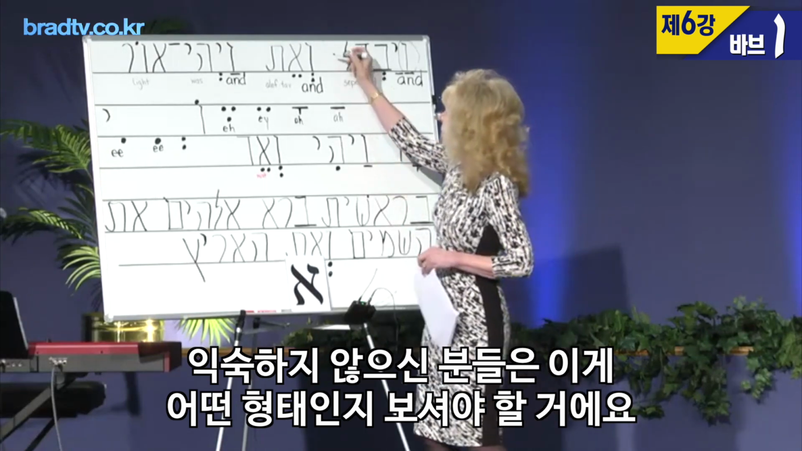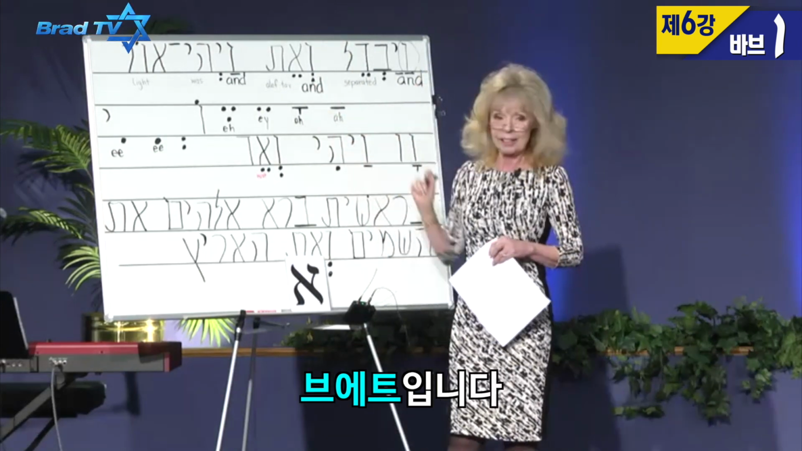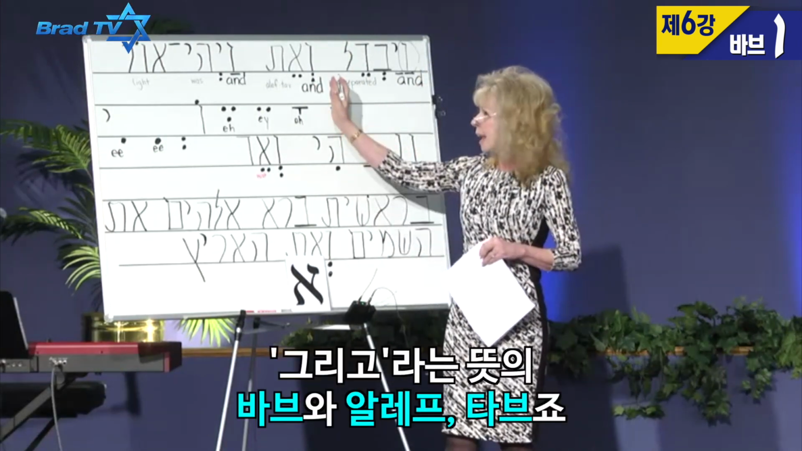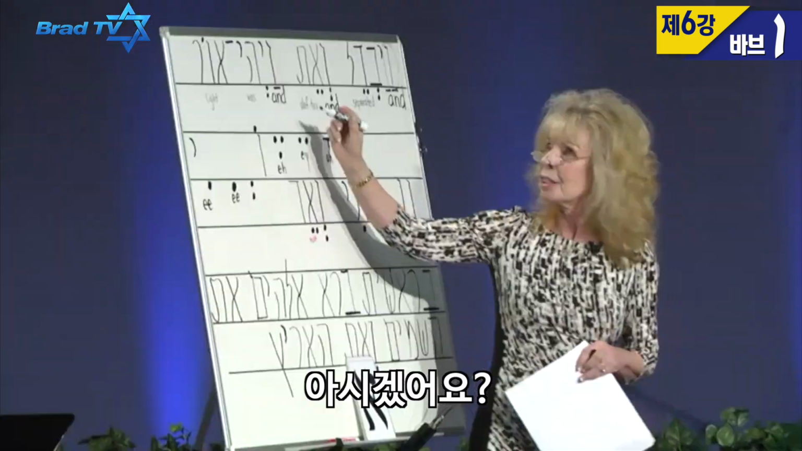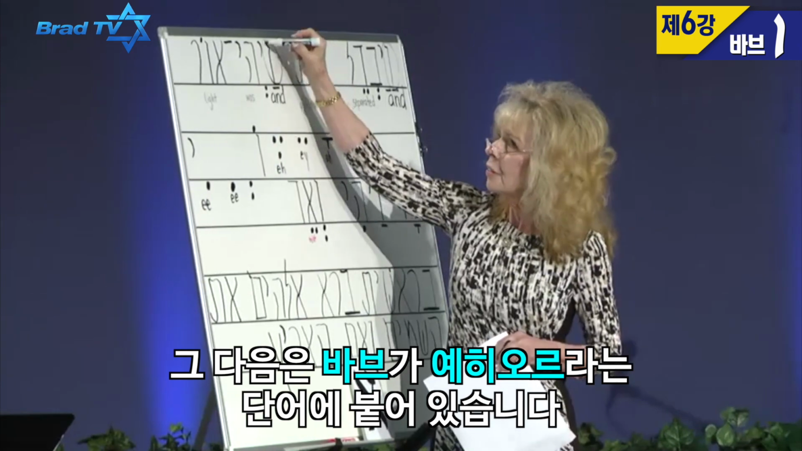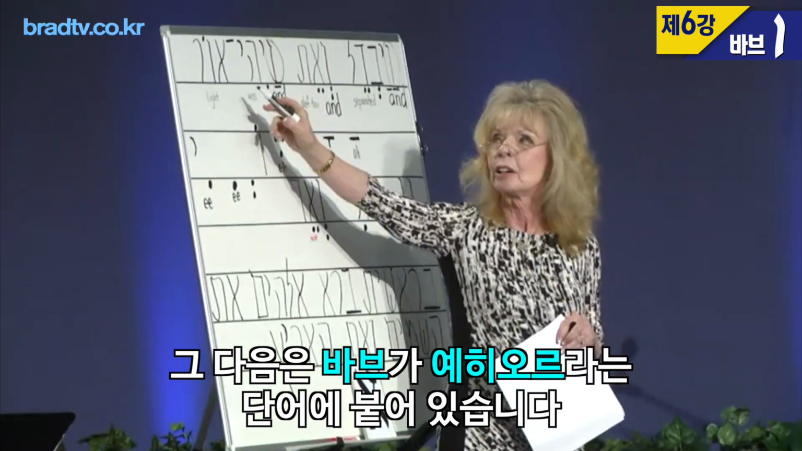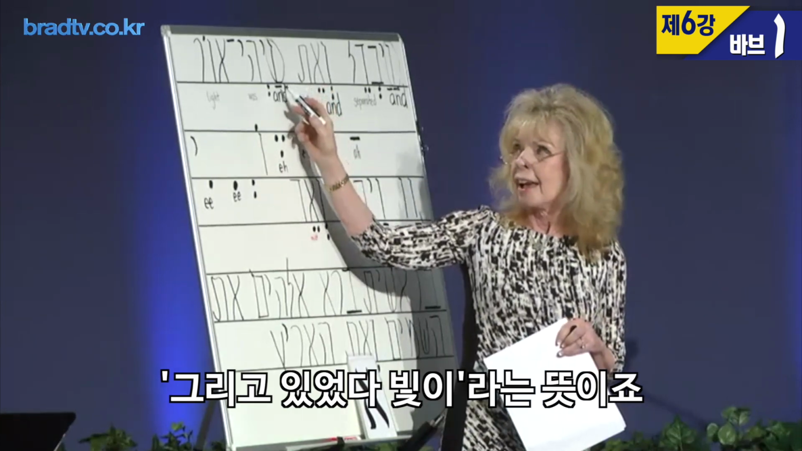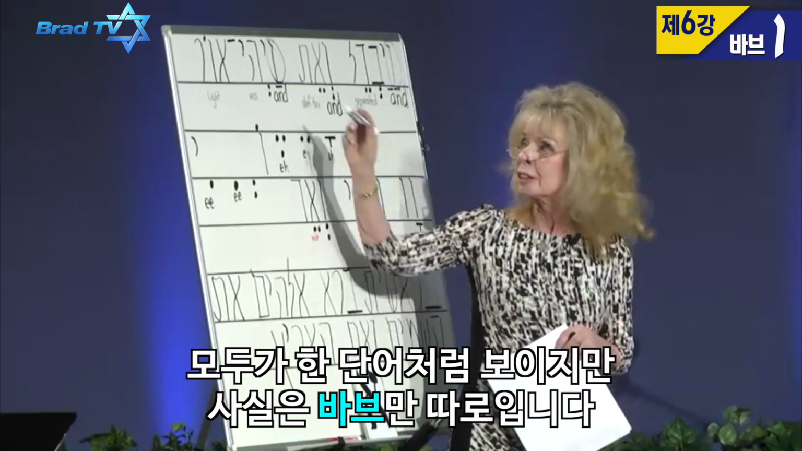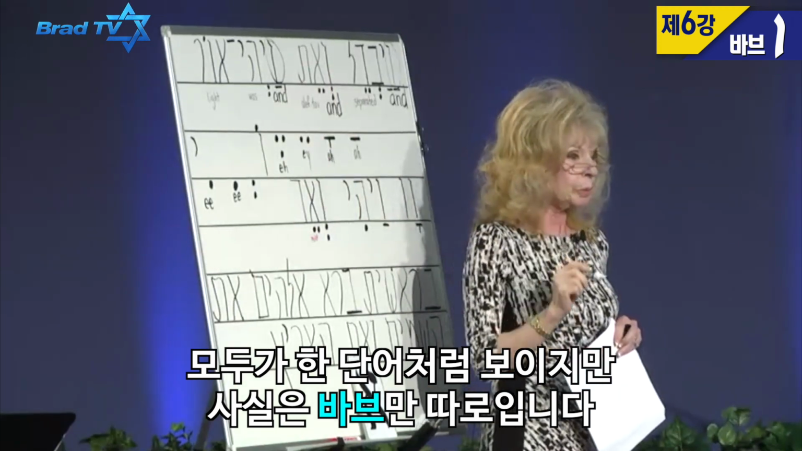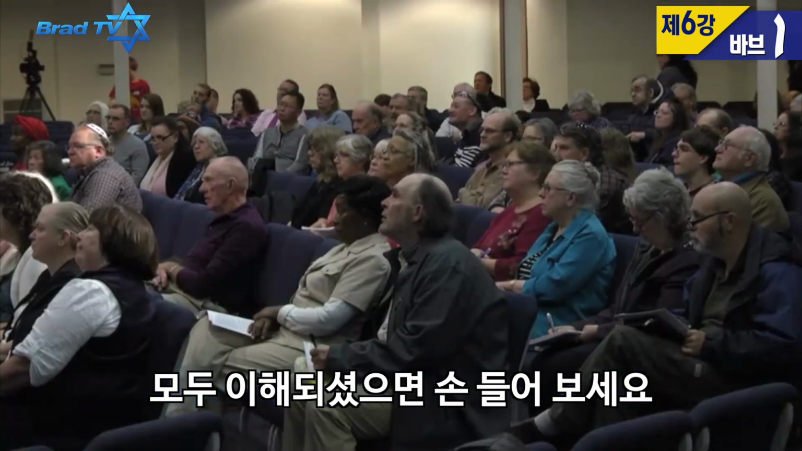Here's another one. See the vav in front of the et? V'et. It's the vav, meaning and, aleph tav. Everybody see that? Here's another one. See this vav? It's attached to the word yahi, or. It says and was light. Okay, but it looks like it's part of the word. It's really another word. Everybody understand that? Raise your hand if you get it.